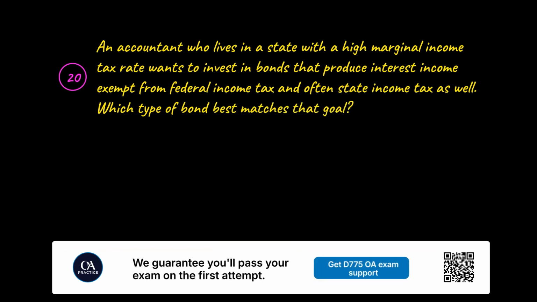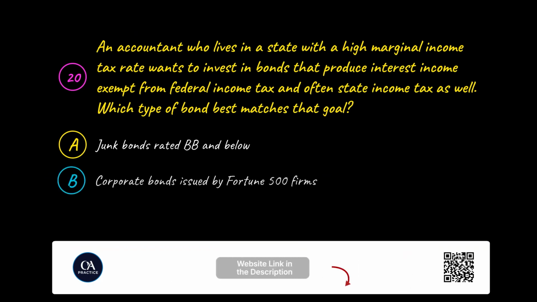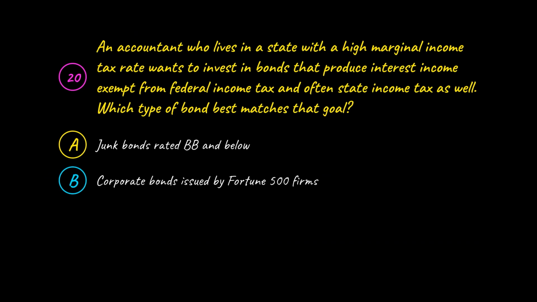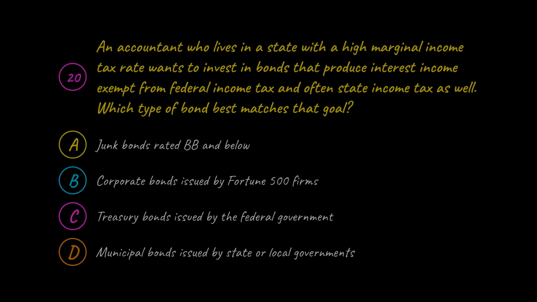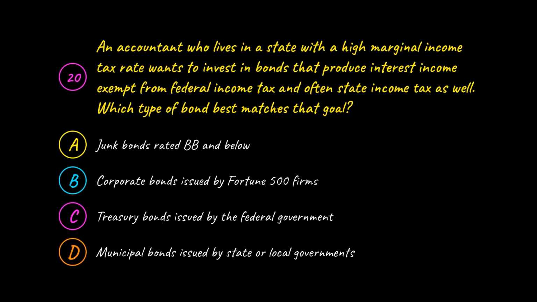Your options are A. Junk bonds rated BB and below. B. Corporate bonds issued by Fortune 500 firms. C. Treasury bonds issued by the federal government. D. Municipal bonds issued by state or local governments. What's your answer? Commit to one before I continue.